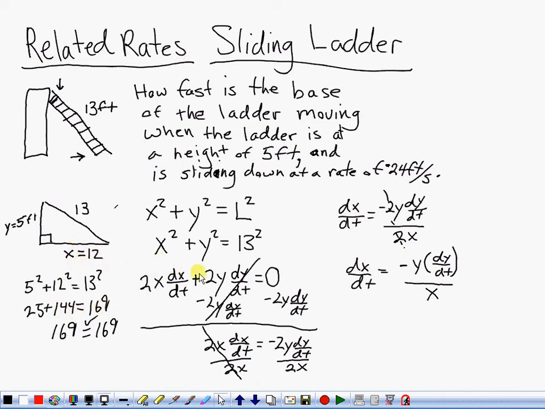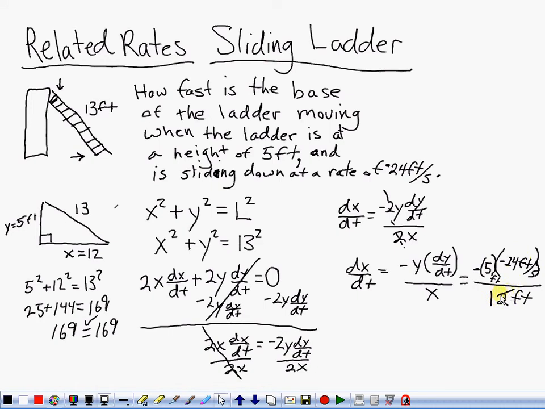All right. So here we are. dx dt is going to be equal to negative of what the y is, which is 5, all times negative 24 feet per second. This is 5 feet right here, everyone, just for the sake of units. All over, the x value is 12 feet. I would put a little ft in here. Okay, so 5 feet. Sorry about any sloppiness, but so here we go.